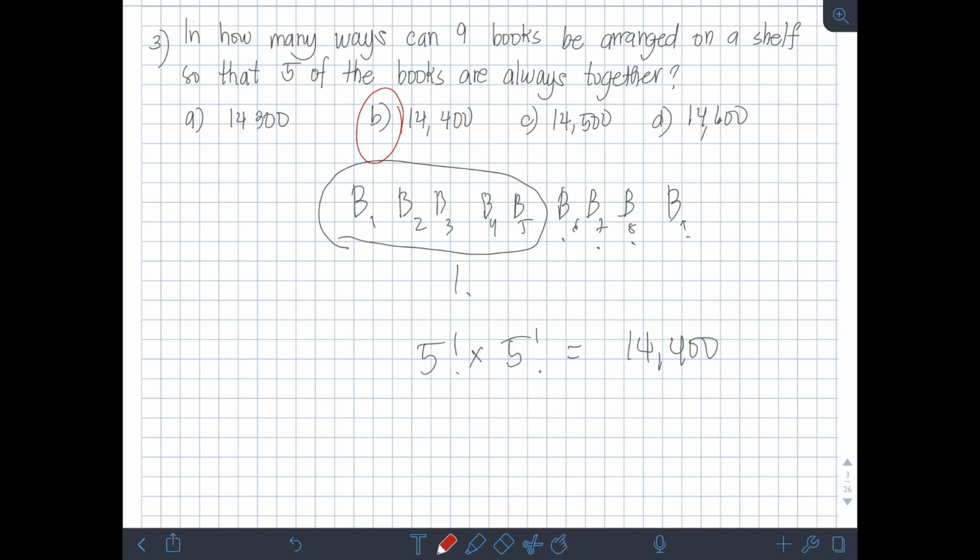Okay? For more problems about combination, permutations, and fundamental principles of counting, pwede nyong i-check yung video ko about Algebra 4, Part 1 and 2.